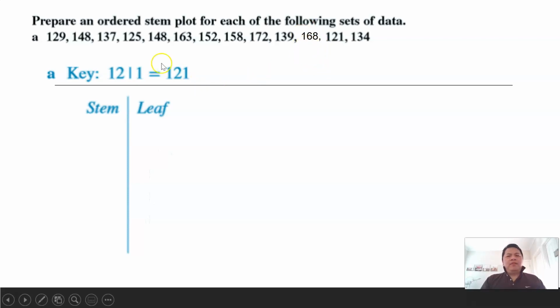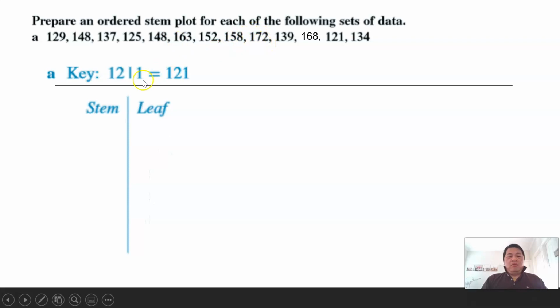When you draw stem and leaf, first thing first, you need to be able to put up the key. So this is how the key looks like. When you have a key, you look at all these numbers, there are 3-digit. Okay, so it ranges from 100 and 125, the lowest. Yeah, 121 is the lowest, and then it goes all the way to 172.